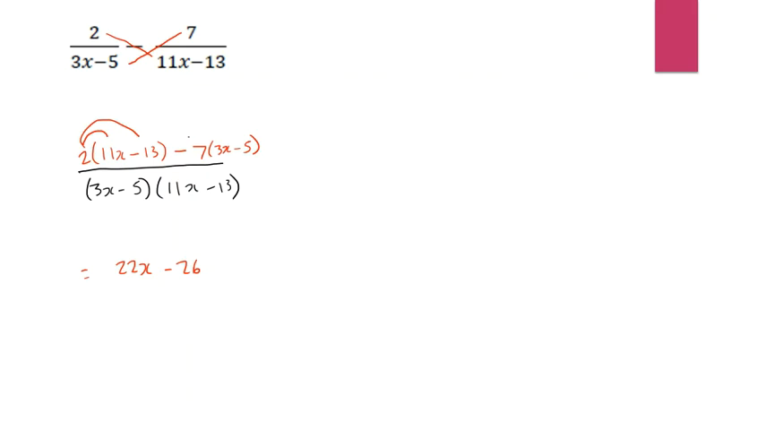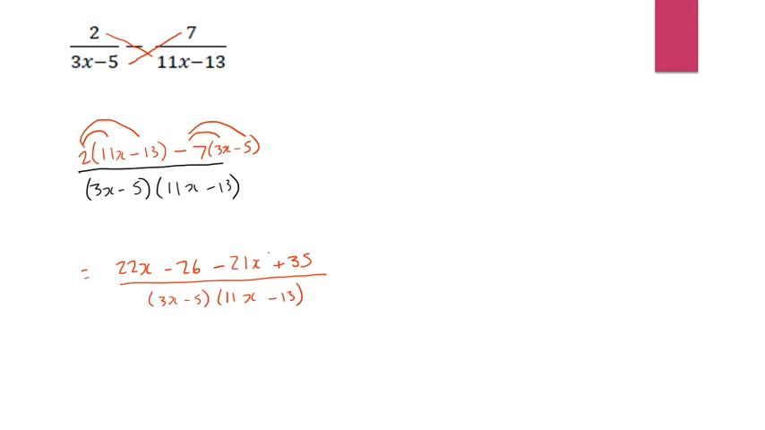Oh, I've got to be really careful on this one because in front of the 7 is a minus. So we're going to multiply everything in the bracket here by minus 7 or negative 7. So first of all, minus 7 times 3x gives me minus 21x. And minus 7 times minus 5 or negative 5, the two negatives will multiply and change to a positive. And 7 times 5 is 35. And again, we would just write that all over our common denominator that we found in the first place of 3x minus 5 multiplied by 11x minus 13.